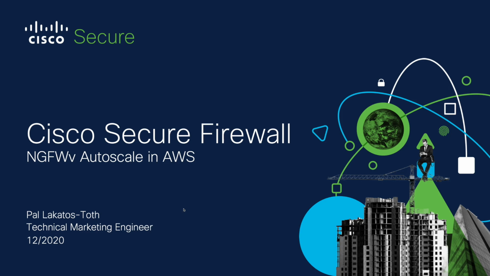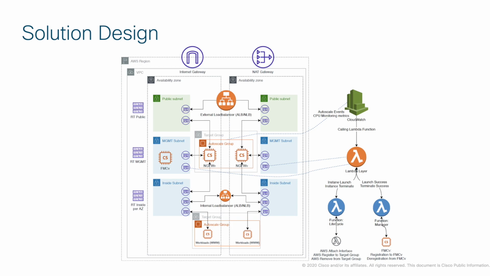As part of today's video, I'm going to present how to set up autoscaling in AWS for our next generation firewall. The main use case for autoscale from the firewall aspect is to provide a dynamically scalable security solution which can protect the hosted services behind. Let's start with an architectural review.